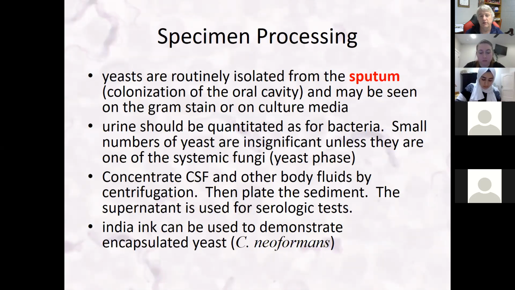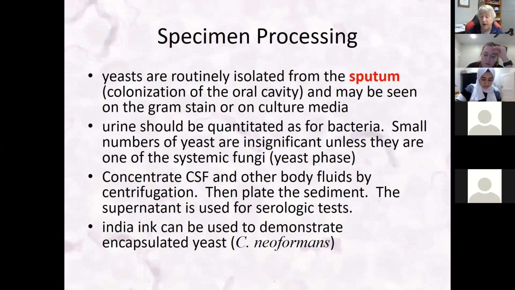Urine should be quantitated. As for bacteria, small numbers of yeast are insignificant unless they are one of the systemic fungi or the yeast phase. So usually on a urinalysis, we'll just say yeast seen. That's it. We're not going to culture that yeast. We're not going to identify that yeast. We're just going to let the doctor know that they need to be put on an antifungal instead of an antimicrobial, where they won't be getting Rocephin. They'll be getting antifungal medicine for their yeast infection.